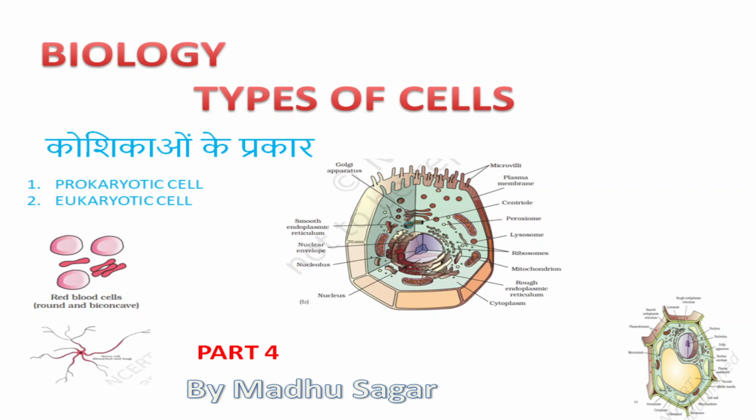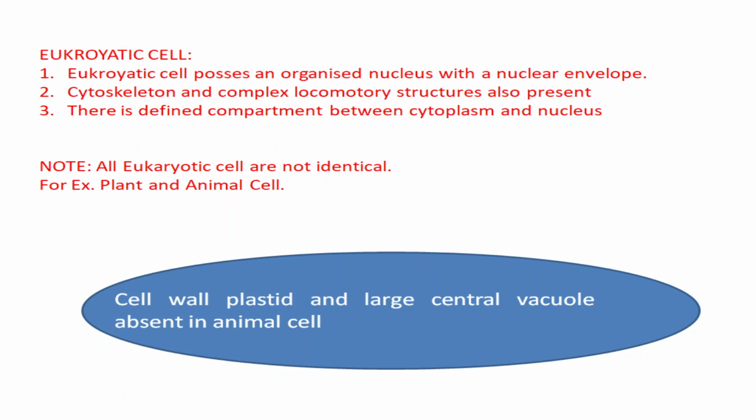Due to this, eukaryotic cells are very different from prokaryotic cells. Here some features of eukaryotic cells are given to you. Let me explain it to you. A eukaryotic cell possesses an organized nucleus with a nuclear envelope. What does envelope mean?